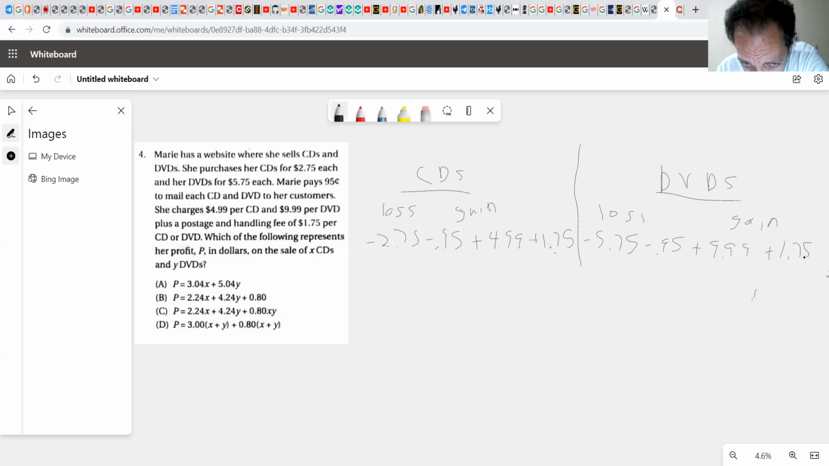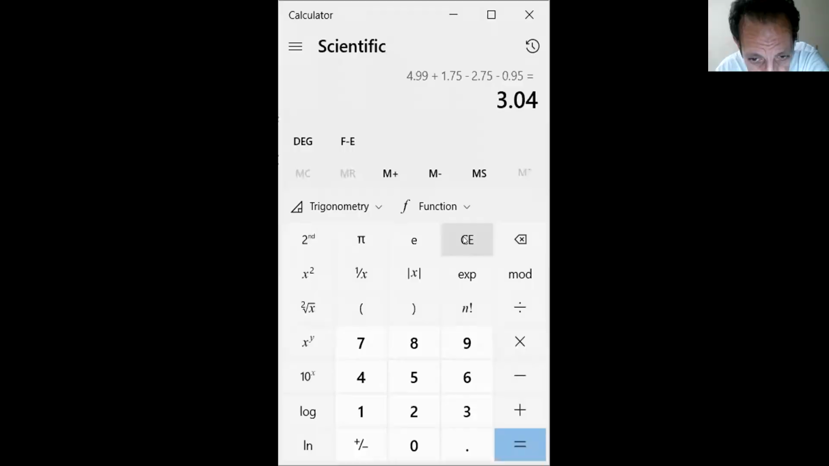So now what I want to do is figure out each one individually. For CDs, how much money does she get altogether? Either she's going to lose or she's going to gain. Being that the question says profit, I'd say that she's going to be gaining. So basically we just want to take all these numbers and put them together and see what it comes out to. I would use the calculator for that. So let's take a look at the calculator.